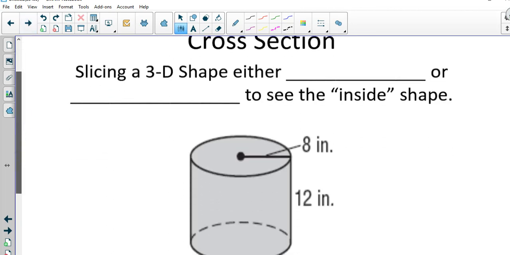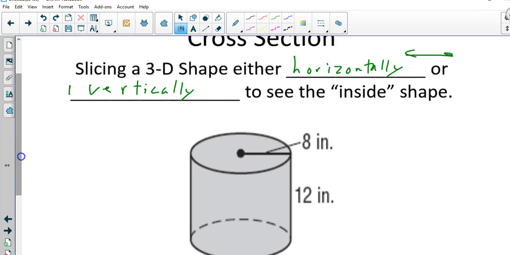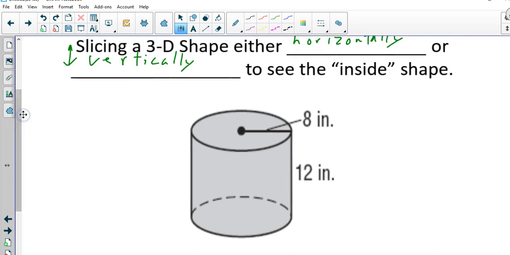Okay, so now a cross section. If you may have done this in biology, a cross section is slicing a 3D shape either horizontally or vertically. And remember, horizontal is this way, vertically is top and bottom. Alright? So, if you cut these shapes, you're going to get different shapes, two-dimensional shapes, from it.